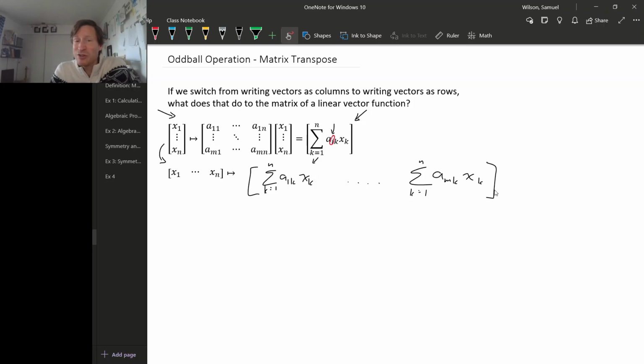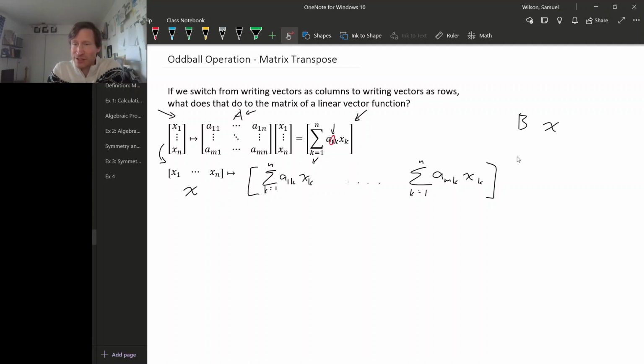So what we need to do is figure out what is the matrix of coefficients that represents this linear vector function. If we call this vector just x, this matrix is A, but the matrix that represents our row linear vector function probably isn't exactly the same matrix, so let's give it a different name. Let's call it B for now. We'll come up with notation for it later.